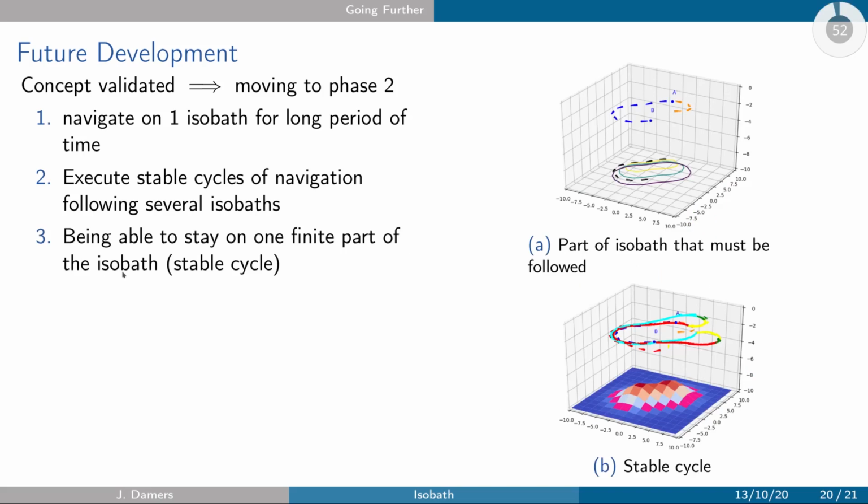There is also another idea, which is to stay on a finite part of the Isobath. For example, here we want to stay between A and B and go back and forth between A and B.